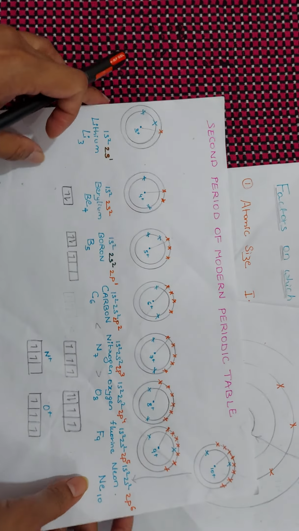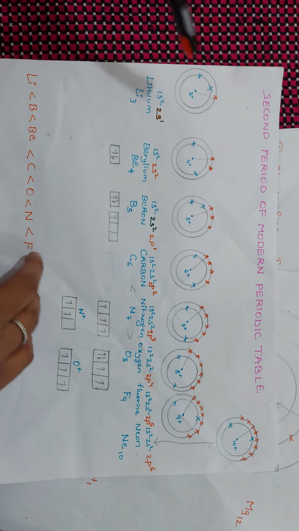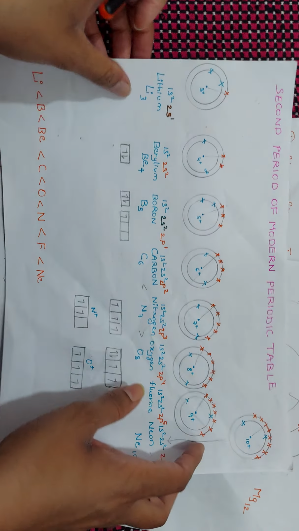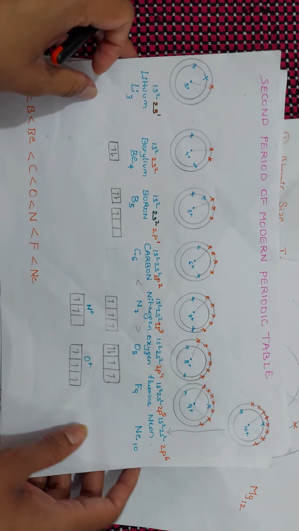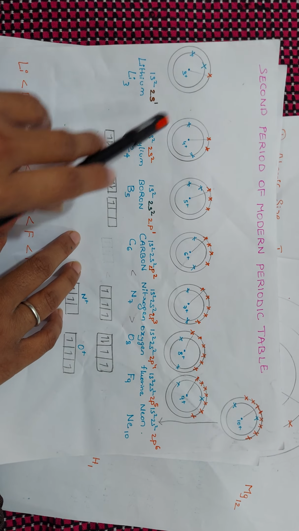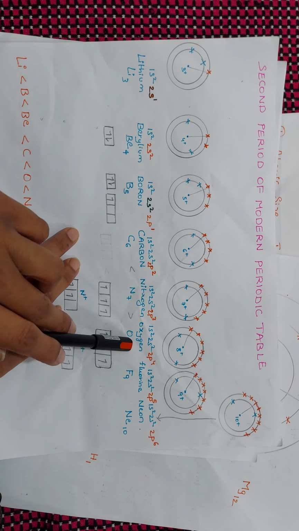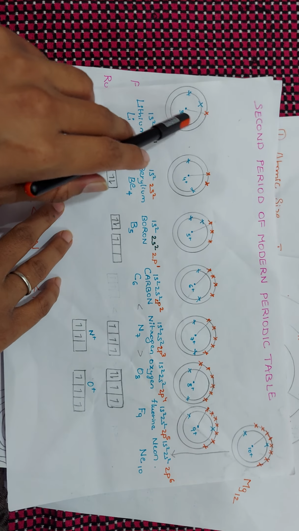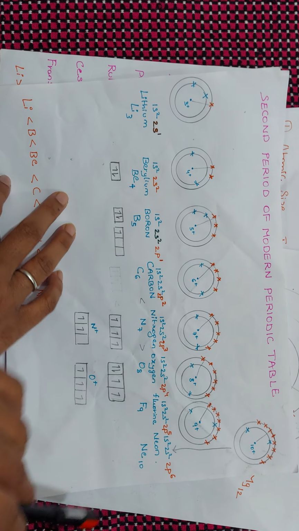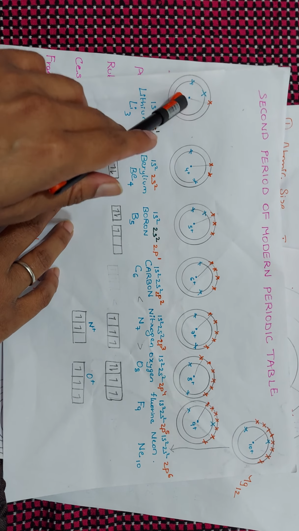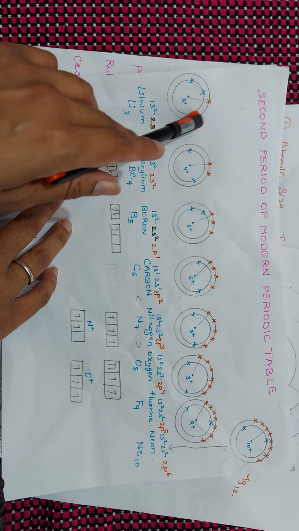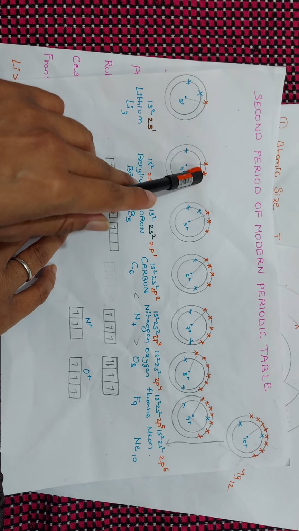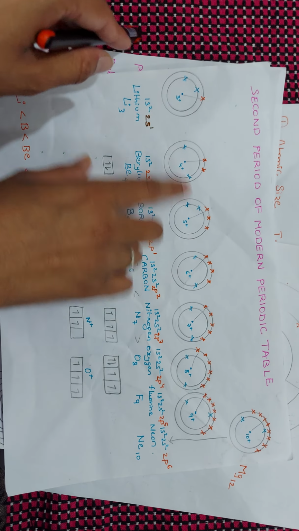Now see, for periods, here I have taken the second period: lithium, beryllium, boron, carbon, nitrogen, oxygen, fluorine and neon. Okay, so as we go from left to right, the atomic number increases but the number of shells doesn't increase because the number of electrons in the valence shell increases but new shells don't add on.